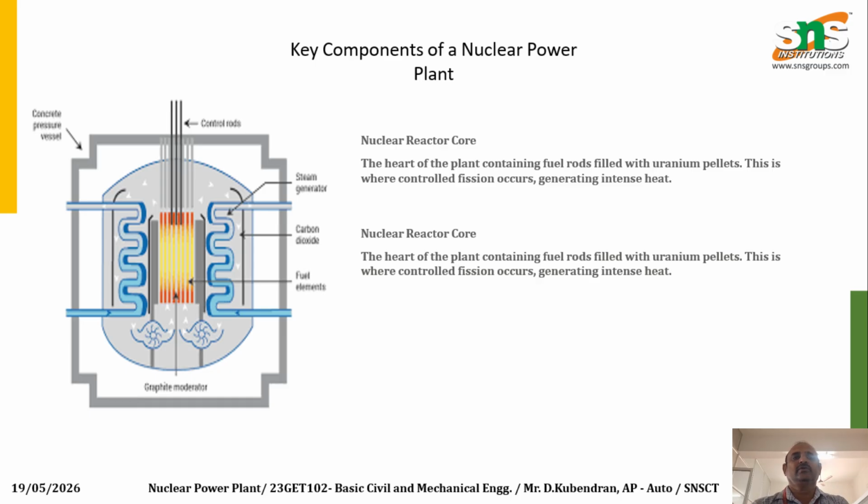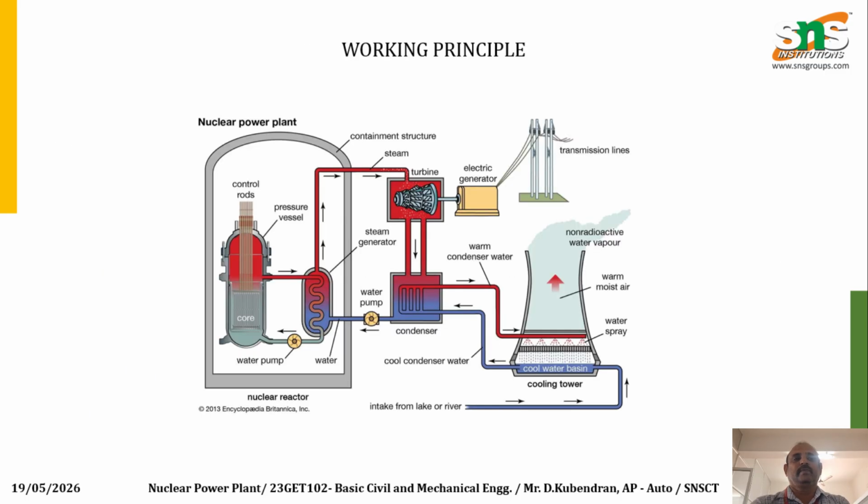The working principle of a nuclear power plant includes nuclear fission. At the reactor core, uranium or plutonium nuclei undergo fission when hit by neutrons, releasing large amounts of energy. Next is heat generation. The fission of uranium or plutonium atoms generates significant heat, which is absorbed by the coolant. The coolant circulation: the coolant circulates through the reactor core, absorbs heat, and carries it into the steam generator.